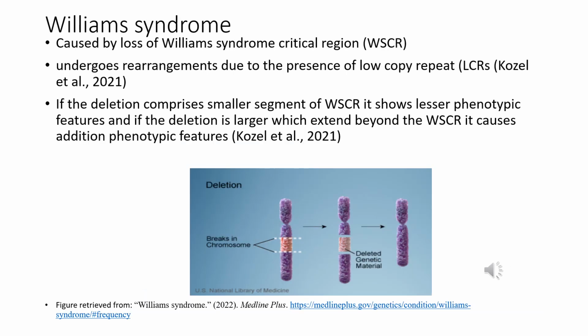Williams syndrome is caused by pathological loss of the Williams syndrome critical region, WSCR, a 1.55 to 1.83 MB region on chromosome 7. The WSCR frequently undergoes rearrangement due to the presence of large complex segmental duplications termed low copy repeats, LCR. The low copy repeats mediate non-allelic homologous recombination between the highly similar DNA sequences during meiosis, resulting in an increased rate of de novo copy number variation within the region.